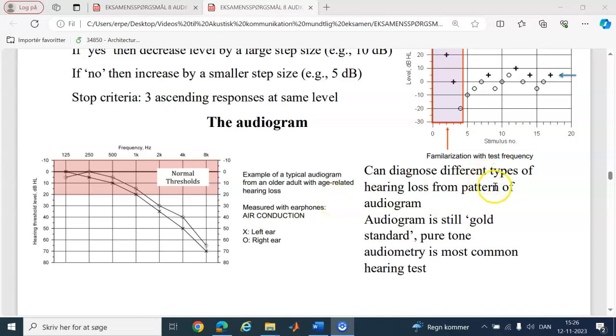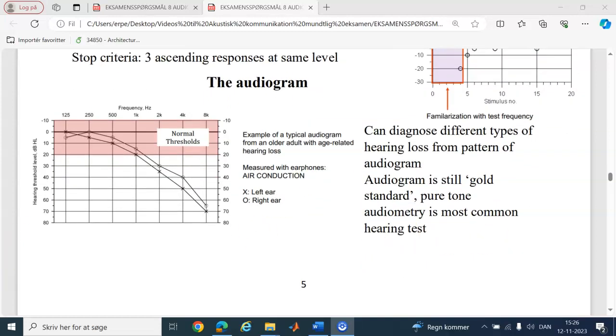We can diagnose different types of hearing loss from the pattern of the audiogram. The audiogram is still the gold standard. Pure tone audiometry is the most common hearing test. That was part 1.